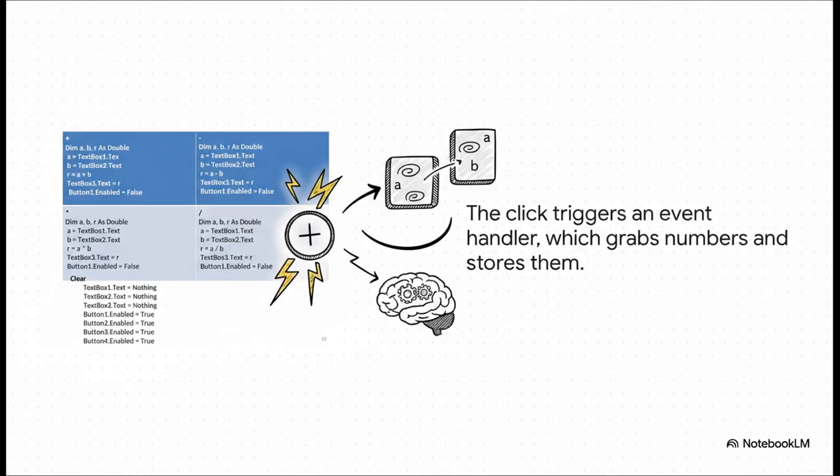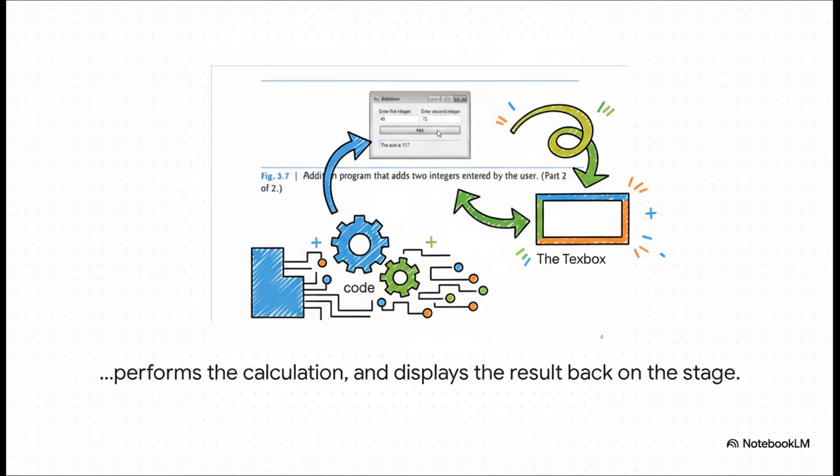The moment you click, the event handler for that plus button wakes up. And if you look at its code, you can see its first job is to grab the numbers from the text boxes and pop them into those memory boxes, the variables that it's going to call A and B. Once it has those numbers safe and sound in its variables, the code does its one job. It adds A and B together. Then it takes that answer and puts it right back on the stage, displaying it in the result text box for you to see. And boom, the journey is complete. Click to code, to calculation, and back to the screen.